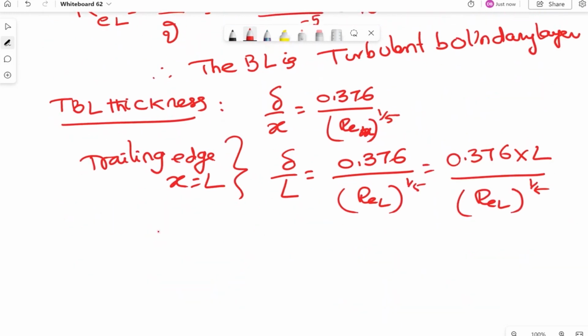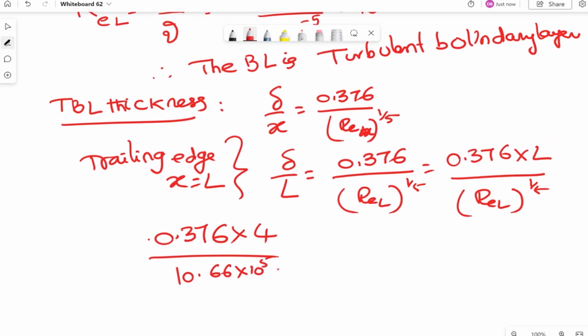So if I put it in, 0.376 into L, where L is 4 meters, and Re_L is 10.66 into 10 to the power of 5, whole to the power of 1 by 5, then it comes to 92.1 mm.